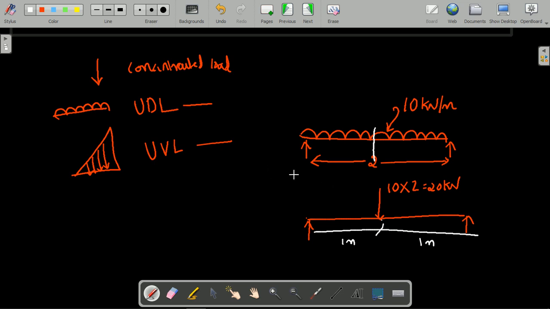So this is the conversion of UDL. Yes, is it clear? Yes?